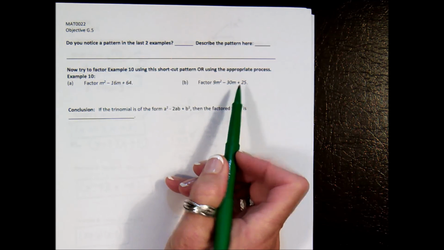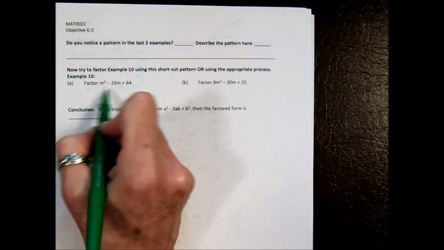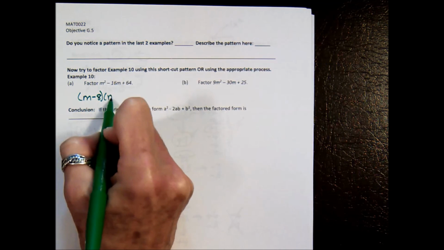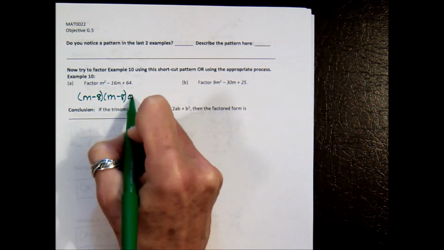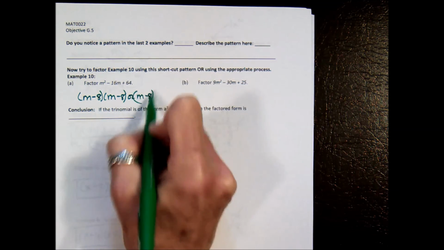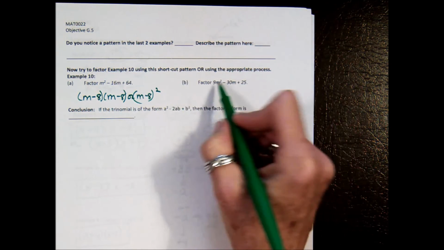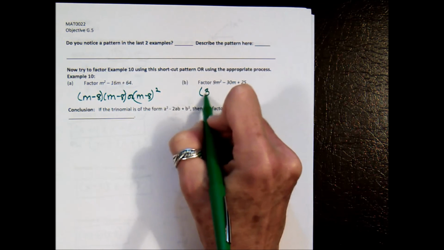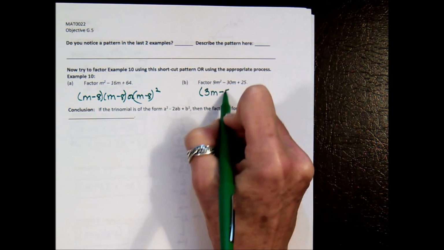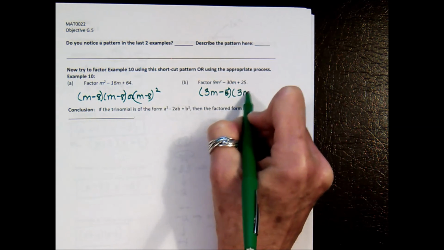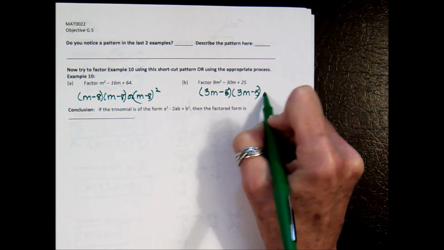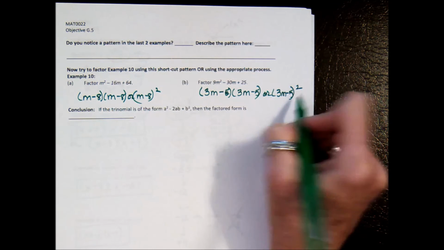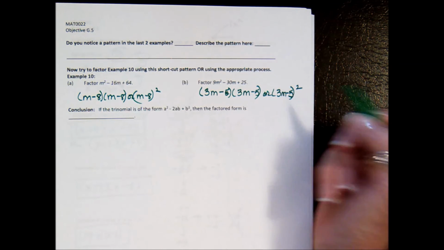I'm assuming you did that, and you should have gotten for this one m minus 8 times m minus 8, or m minus 8 squared. For this one, you would have had to do a long process, and what you should have gotten was 3m minus 5 times 3m minus 5, or 3m minus 5 squared, with that long process.